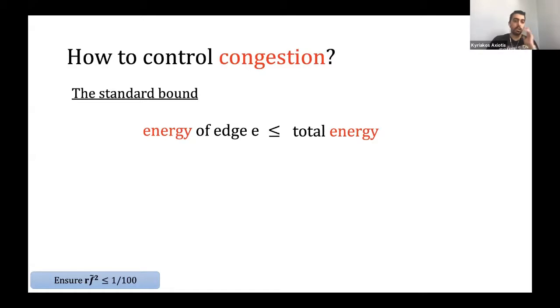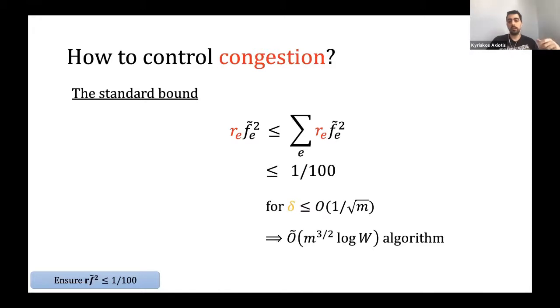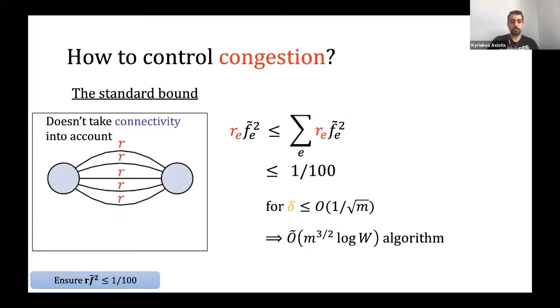So how to control this energy? Now the standard bound is as follows. It bounds the energy of an edge by the total energy of the graph. It's a very simple bound, and it directly leads to an m to 3/2 algorithm for this problem. However, there are some caveats with this approach. Basically, it doesn't take the connectivity of the graph into account at all.